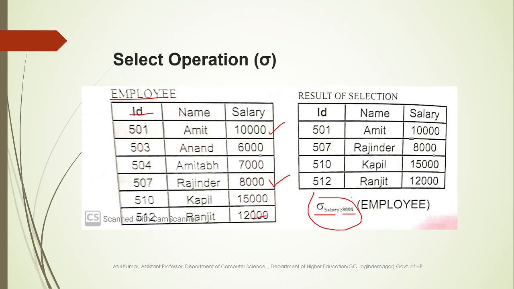We select this row, that is id 507, then we select id 510 as its salary is 15,000. We also select id 512 as it is 12,000 salary. So the resultant relation contains the same number of attributes as that of the original relation, but the number of rows are less as compared to the original relation employee. So this one is the result of selection, sigma salary greater than or equal to 8000.